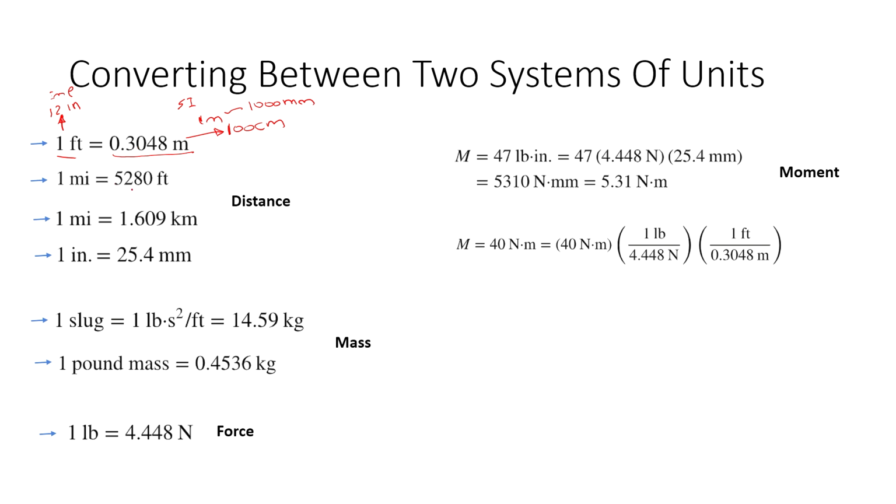1 mile is 5,280 feet. Also, 1 mile is 1.6 kilometers, which we know that 1,000 meters is 1 kilometer, and that is because the kilo prefix means 1,000.